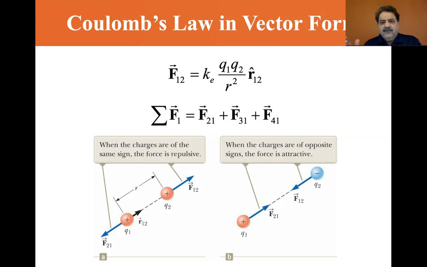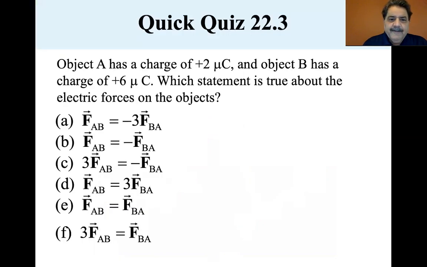So the resultant force is the vector sum of the forces exerted by individual charges. Now let's look at a little quiz. Object A has a charge of 2 microcoulombs, and object B has a charge of 6 microcoulombs. Which statement is true about the electric forces on the objects?